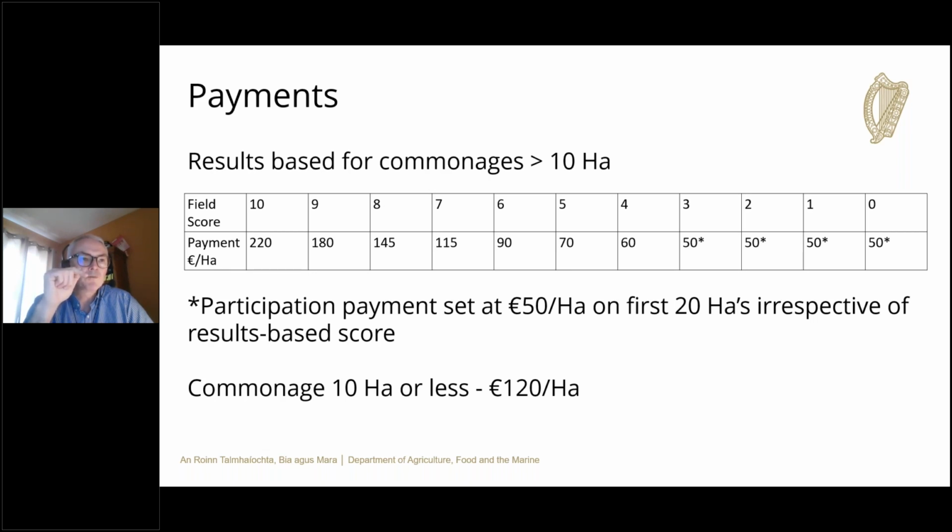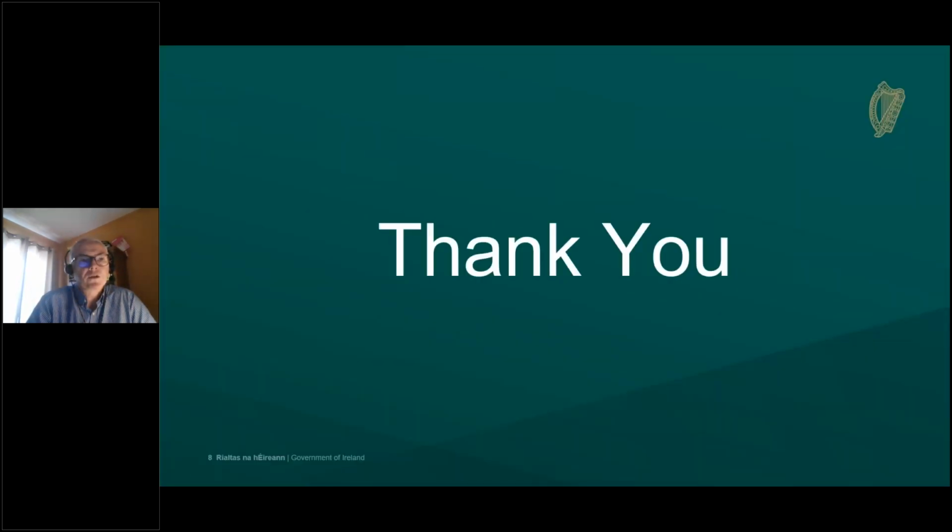And just on those smaller Commonage parcels, anything 10 hectares or less, there is a flat rate payment of €120 per hectare. So that's just a quick run through on that. Thanks.